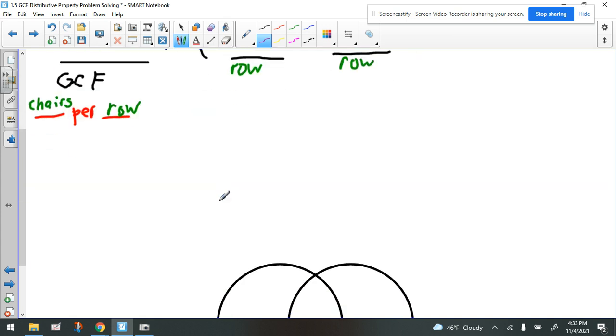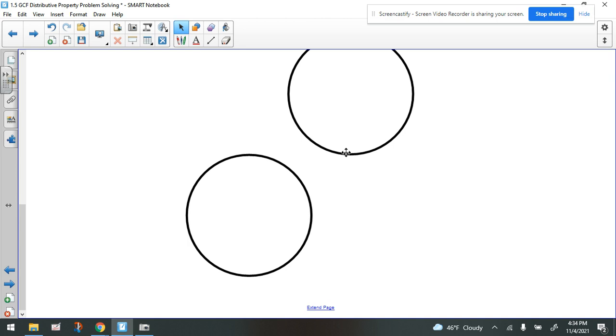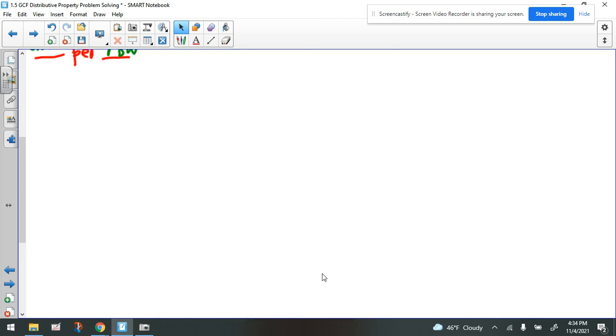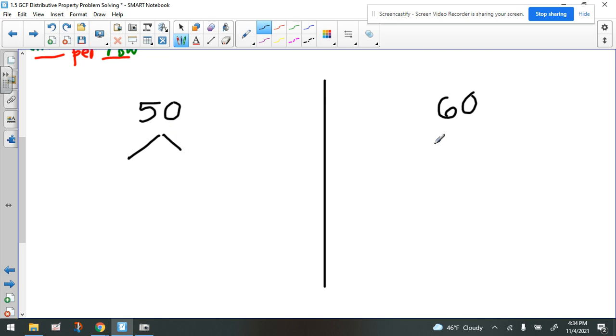So let's scroll down and work on that. Find the GCF of 50 and 60. In fact, my circles here might be in the way. I'm going to have to move those down a bit just to get them out of the way. All right, so GCF of 50 and 60. Let's use prime factorization, and we'll make some factor trees. All right, so we'll put 50 over here, and the other number was 60. All right, and we'll start branching.